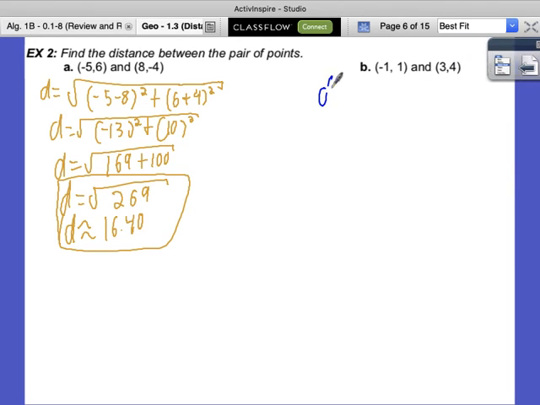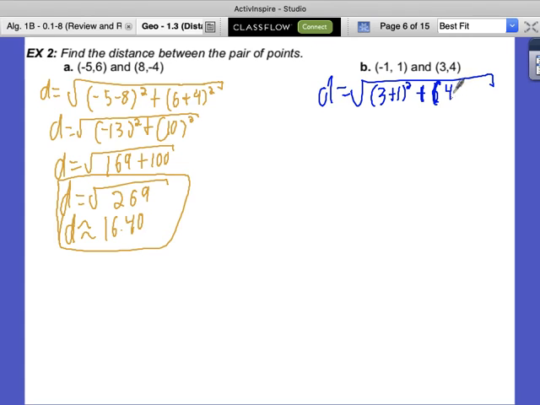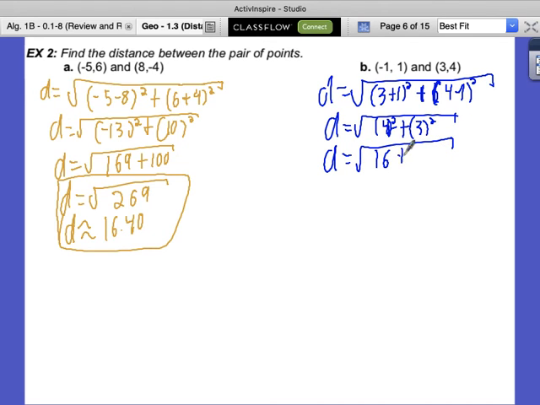Okay. So, D is equal to the square root of, let's do 3 plus 1, because it'll be subtracted, minus negative 1, plus, parentheses, 4 minus 1 squared, that would be 4 squared plus 3 squared, which would be 16 plus 9. Now we're going to get D is equal to the square root of 25. What do we notice about 25? It's a perfect square. So D is 5.